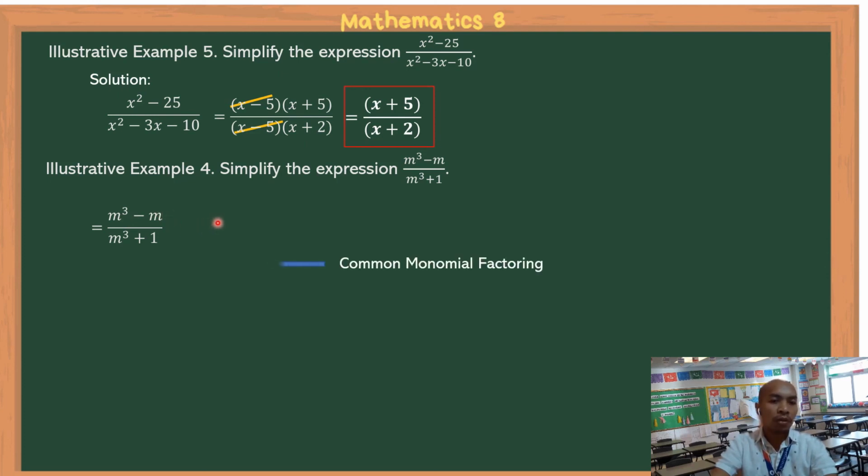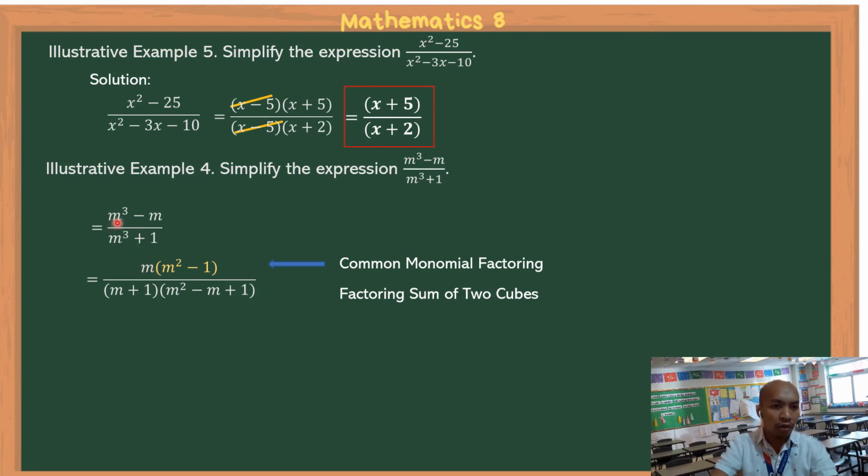So if we factor out the term using the common monomial factor, we will remove the common monomial factor of m cubed and m, and that is m. So m cubed divided by m would be m squared. The negative m divided by m would be negative 1. So this is now the factor of the numerator.